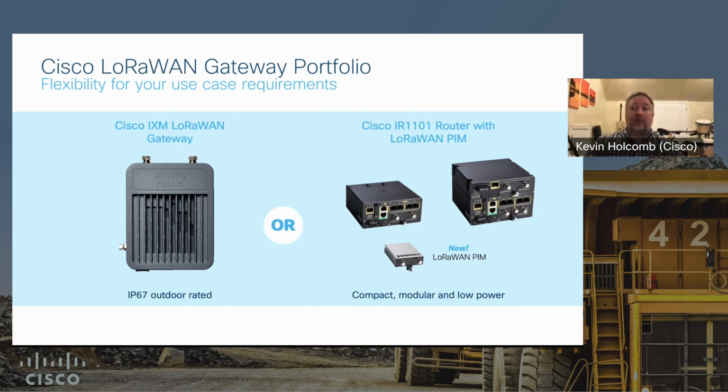Okay, so the first part we'll go to is the gateways Cisco makes. We have the IXM gateway there on the left, which is the IP67 outdoor rated gateway. And then we have a new product that's just coming out imminently, a pluggable module for our IR1101 router. The IR1101 is fully modular, and you can plug this module inside it to turn that router into a LoRaWAN gateway.